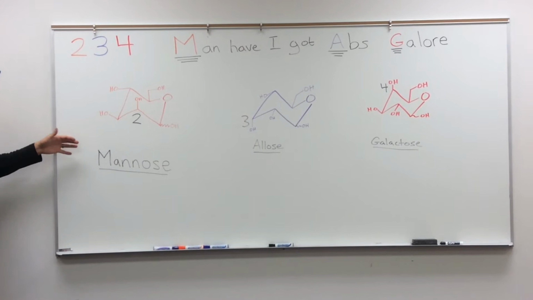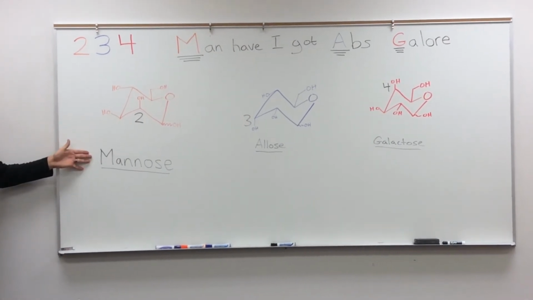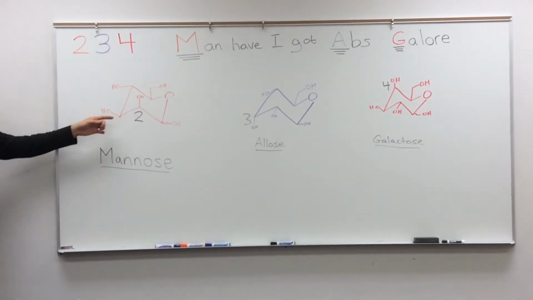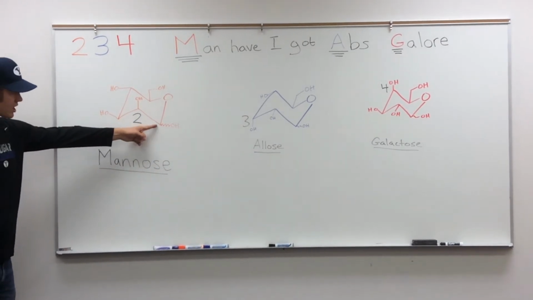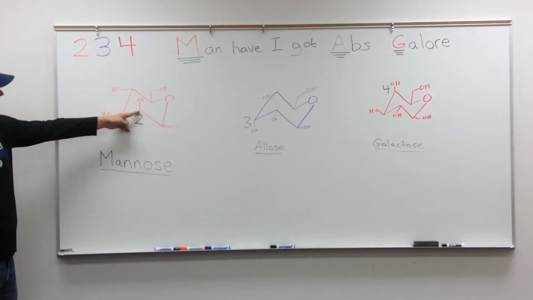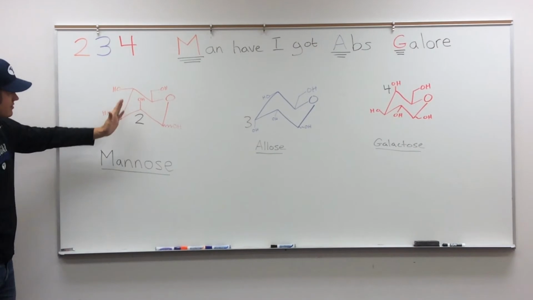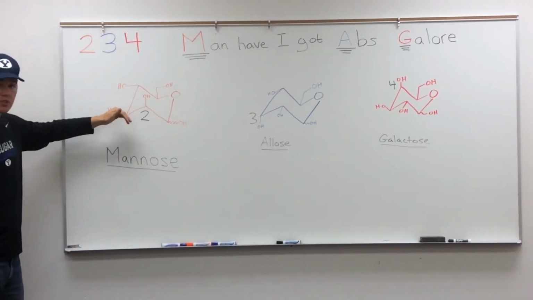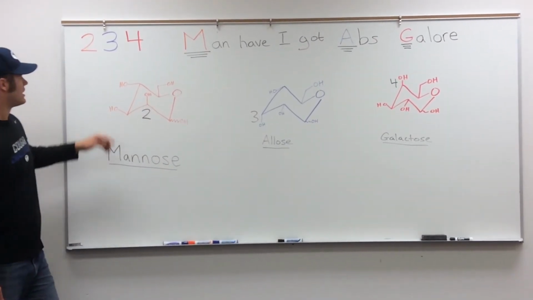So, to start off with the first sugar, mannose. It's different than glucose at the second carbon. The first carbon's right here, second carbon is right here. It is different because it is up, or axial, and in glucose, it is down, or equatorial.